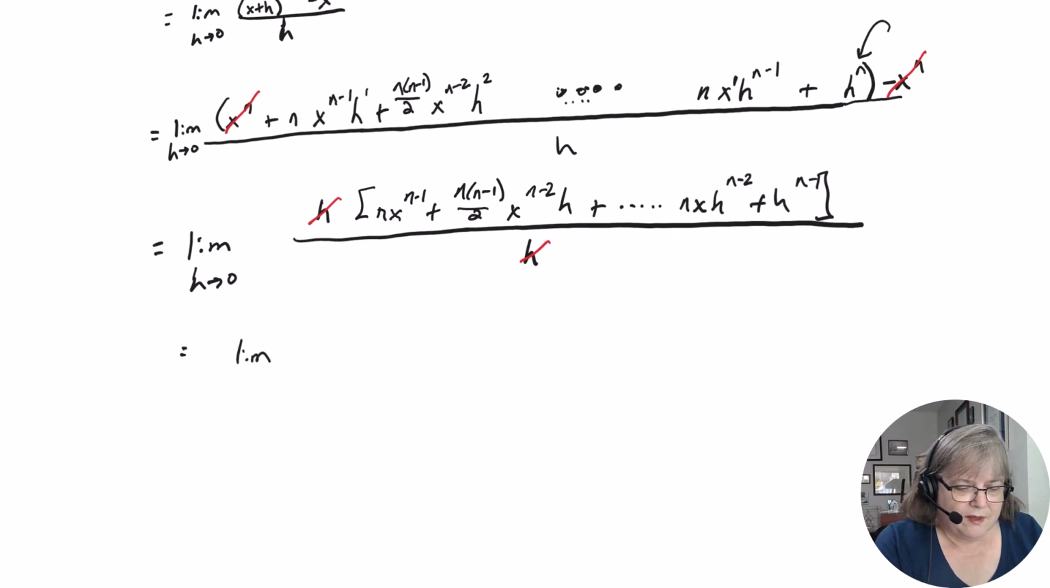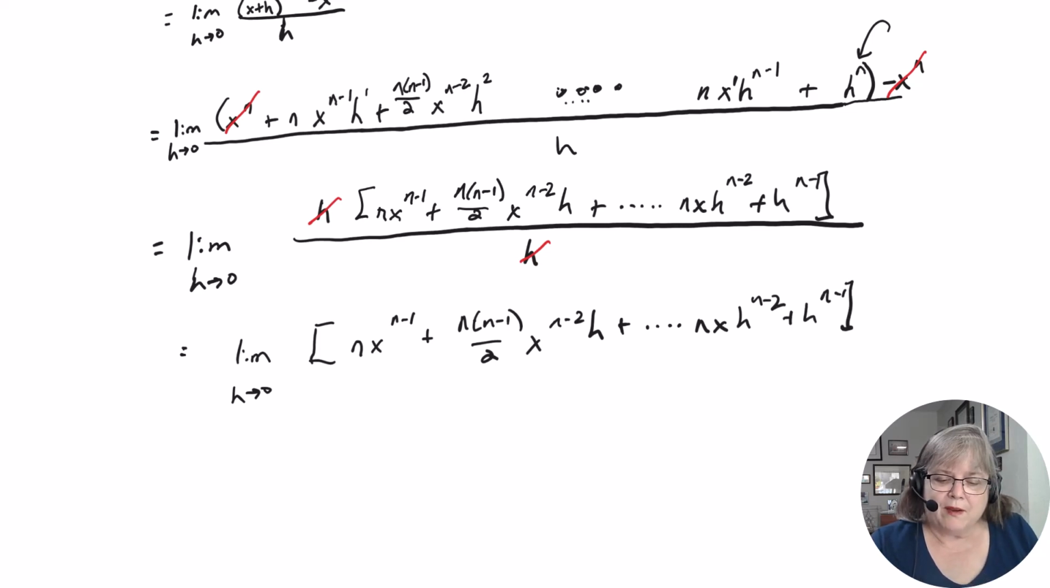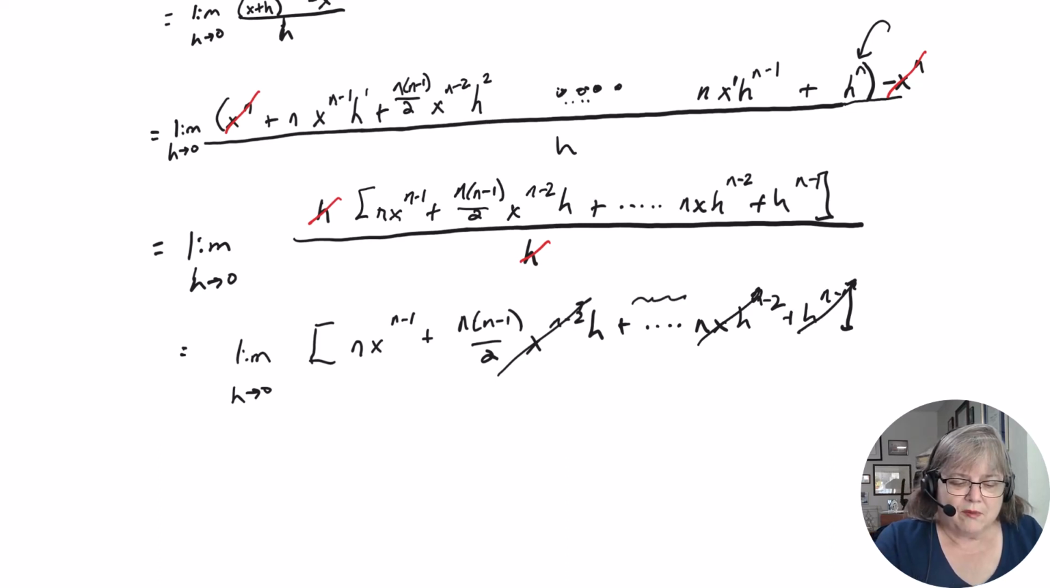And you're left with the limit as h goes to 0 of n x to the n minus 1 plus n times n minus 1 over 2 x to the n minus 2 h plus n x h to the n minus 2 plus h to the n minus 1. Now, each one of these terms has an h in it, so they're all going to go to 0, including all the ones that are in there. So all of those go to 0, and I'm left with n times x to the n minus 1. So there's that proof.